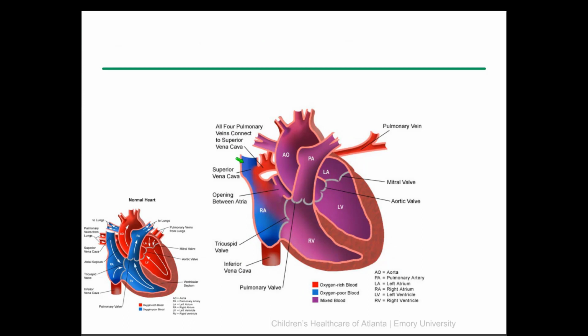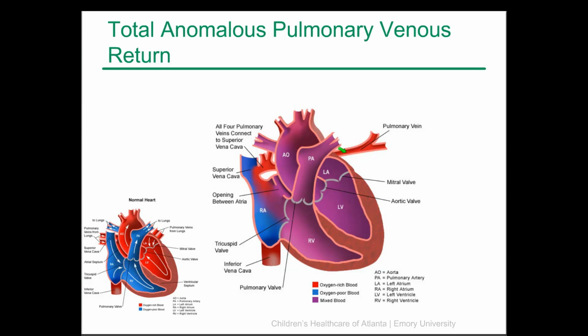All right, following the blood again, we have blood coming from the SVC and IVC to the right atrium, going to the right ventricle, pulmonary arteries, out to the lungs, coming back to the pulmonary veins, and whoa, these pulmonary veins are not connecting to the left atrium. So these veins have to find a way to get back to the heart. This is what we call total anomalous pulmonary venous return.